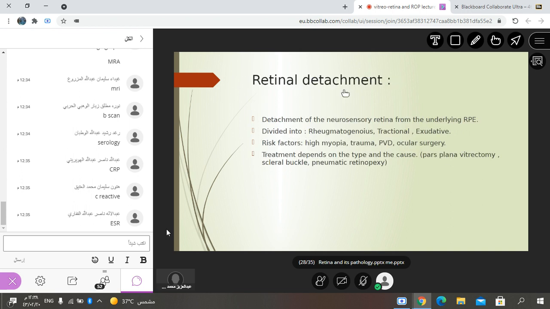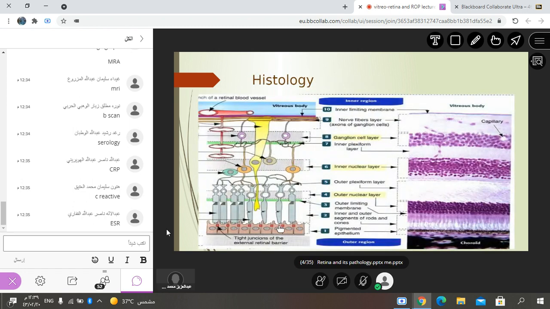Followed by, we are talking about the anatomical changes in the retina, which is the retinal detachment. Retinal detachment, by definition, is detachment of the neurosensory retina from the underlying RPE. If we look at the picture, this is the neural retina, and this is the retinal pigment epithelium. There is a potential space here. There are no tight junctions. Nothing holds the photoreceptors to the RPE.